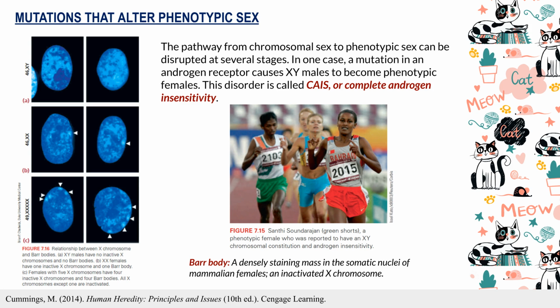Now let us look at what happens when this process is disrupted. Some mutations affect how the body responds to hormones. One example is complete androgen insensitivity syndrome. In this condition, an individual has XY chromosomes and forms testes, but the body cannot respond to male hormones. Because the hormones cannot act, external development follows the female pathway. This shows us that hormones and receptors are just as important as chromosomes in determining physical sex traits.